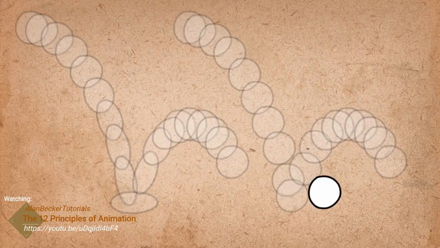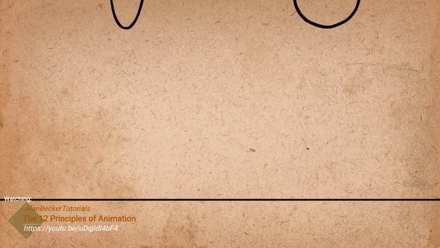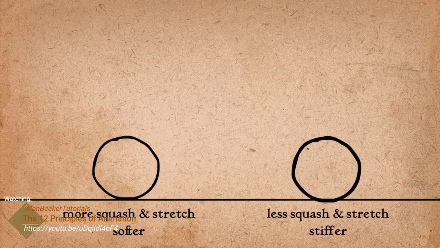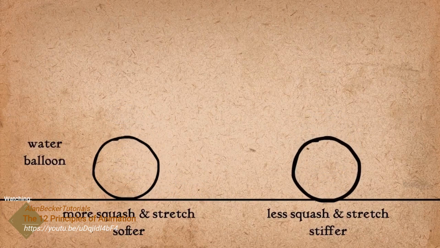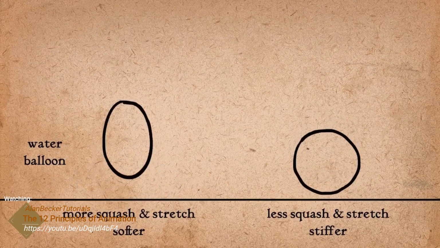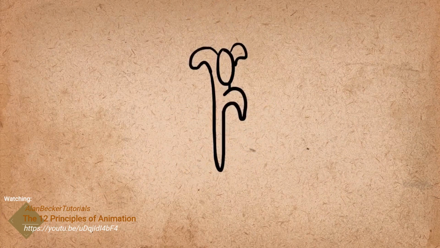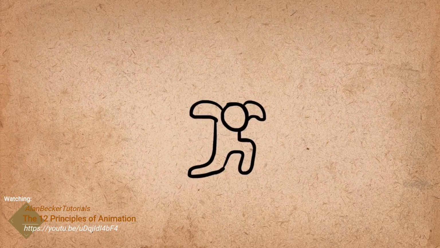See the difference? The amount that an object squashes and stretches says something about its mass. The more squash and stretch, the softer the object. The less squash and stretch, the stiffer the object. This first one looks like a water balloon, and the second one probably would be a bowling ball. Squash and stretch applies to characters too. Look at how this figure is stretching from the speed that he's coming down with, and then he squashes after he lands before settling in his pose.